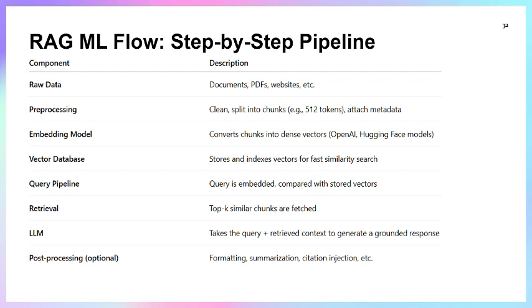Same way, only a few things are different. RAG ML flow works in these steps. The first is raw data, like if you have a document, a PDF, or a website. First, in RAG ML flow, we clean the data and split it into chunks. As I told you, I explained what a chunk is. A chunk can be text, an image, a PDF, or a split document as well. So split into chunks.